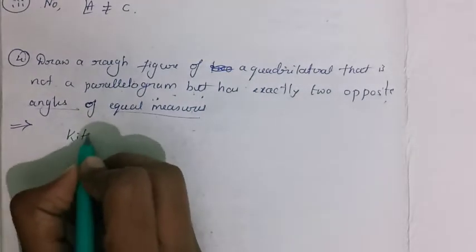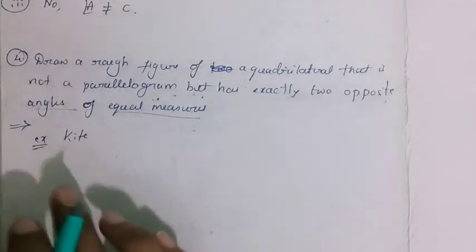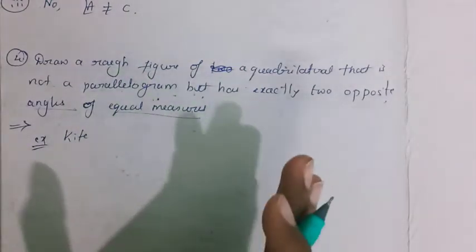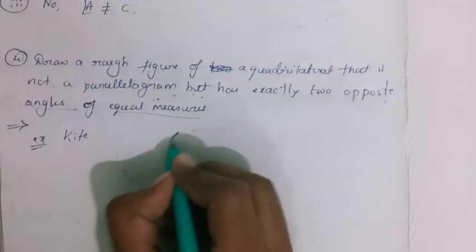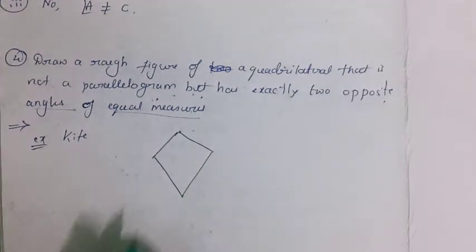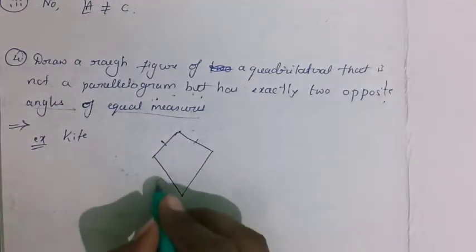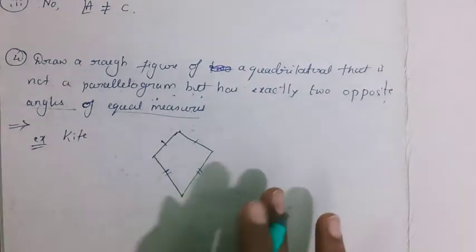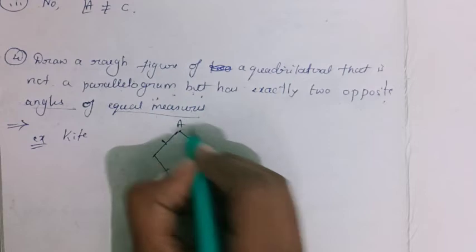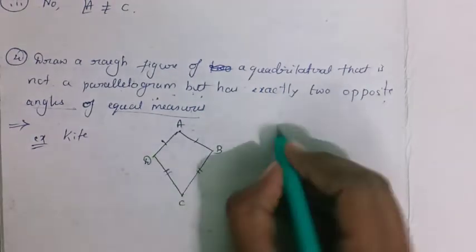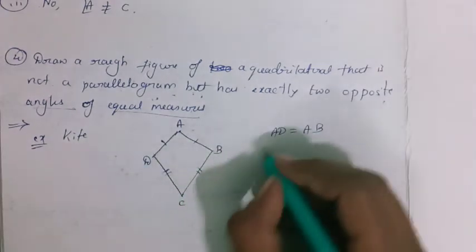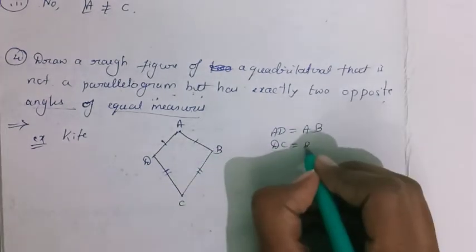So you have observed one example, that is the kite. We can say this is a perfect example of a quadrilateral which is not a parallelogram, but it shows that the two opposite angles are equal. So how is it drawn? From the pencil you have to draw. Okay, so I will draw roughly. So this is your kite. Here the two sides are equal. Here these two sides are equal. If you observe here, we will give the names A, B, C, D. So we can write this AD is equal to this AB, and even this DC is equal to this BC.